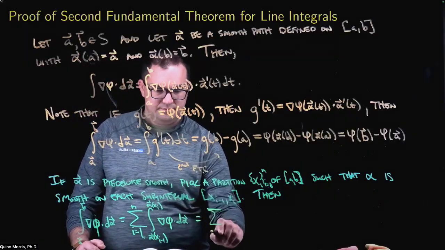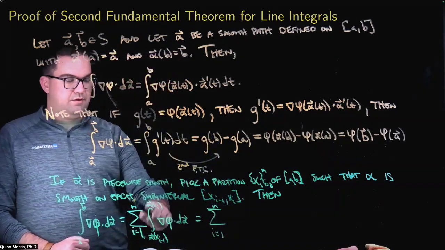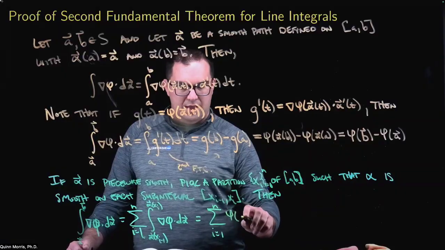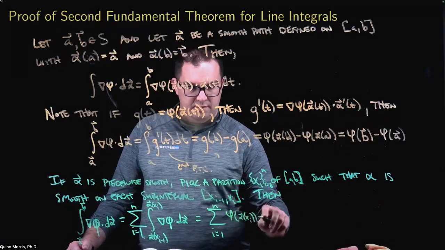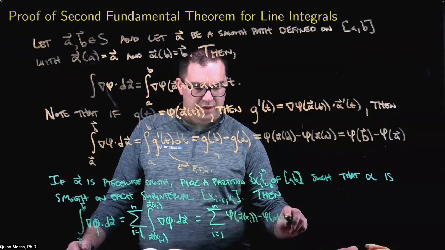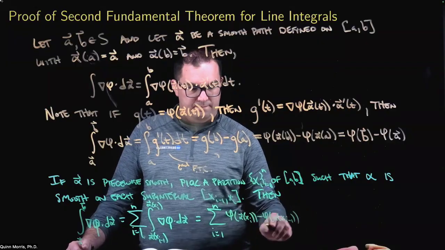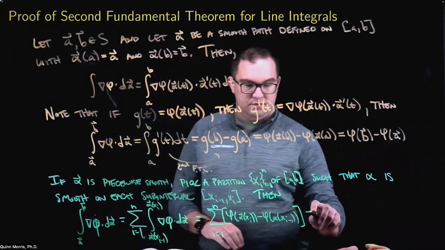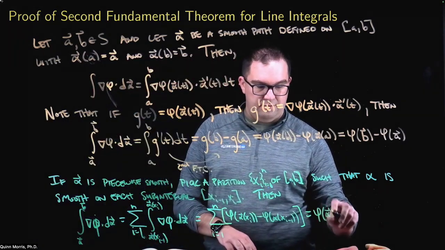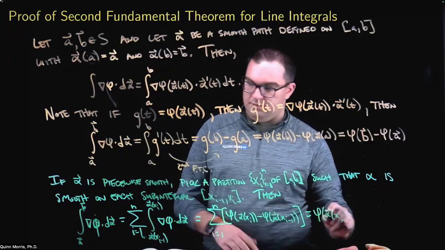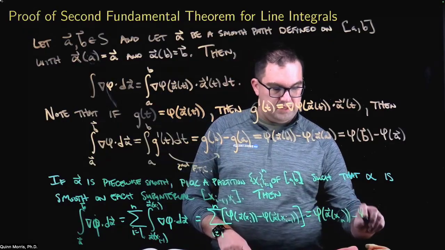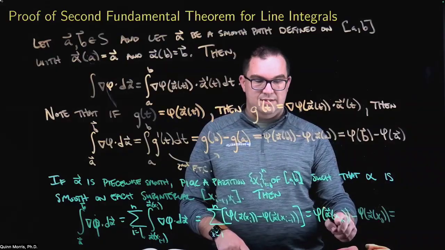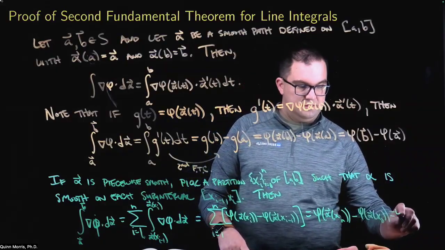Now, in each of these pieces, my alpha is smooth. So in each of these pieces, I can apply this result. On this piece, I'll get psi of alpha of x_i minus psi of alpha of x_{i-1}. But now if I look at this sum, it will actually be telescoping. And so what I'll end up with is psi of alpha of x_n minus psi of alpha of x_0. But x_n is just b, and alpha of b is vector b.